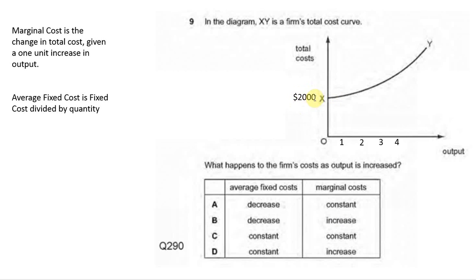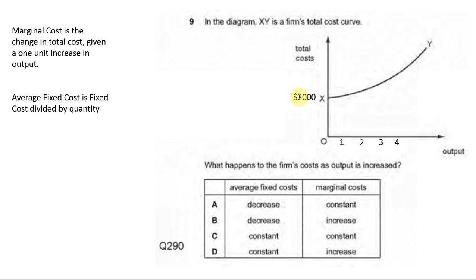So since this is a fixed number, 2,000, as we increase 1, 2, 3, that's 2,000 divided by 1. The fixed cost is 2,000. Then divided by 2, that's 1,000. Divided by 3, divided by 4, divided by 5. What you have is a situation where you have a fixed number, fixed cost, divided by a quantity that's getting larger and larger.